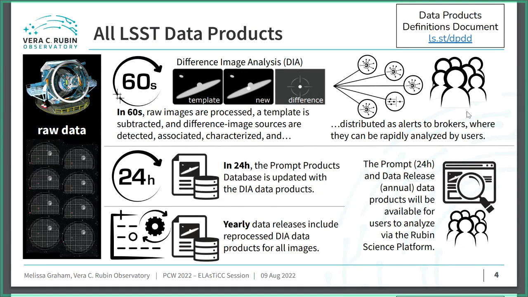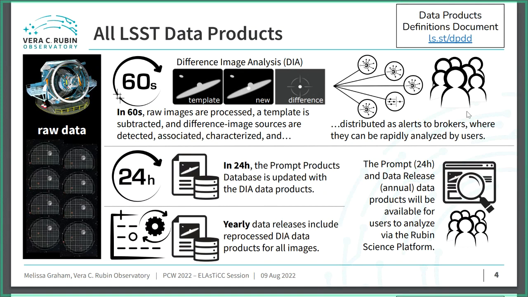I don't really have slides about the brokers. But that's what an alert is. That's how it gets made. There are other kinds of prompt products that Rubin Observatory will make as well. Within 24 hours, basically, what we call the prompt products database gets updated with all of the detections from the night before. So that's the same data that has gone out in alerts, but it's in catalog format.